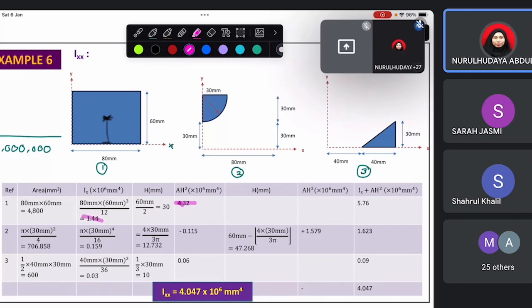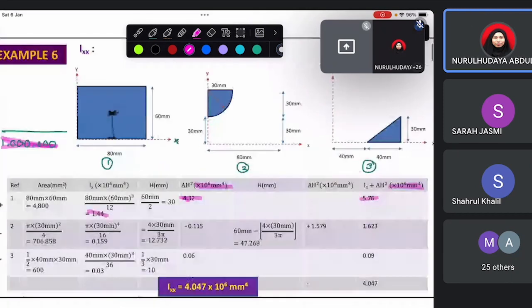1.44 plus 4.32, you get 5.76. So just remember, every time you calculate big values, you just divide by 1 million, because we want to make it in times 10 power of 6. Right, so for the next one, I'll do it the other way around.